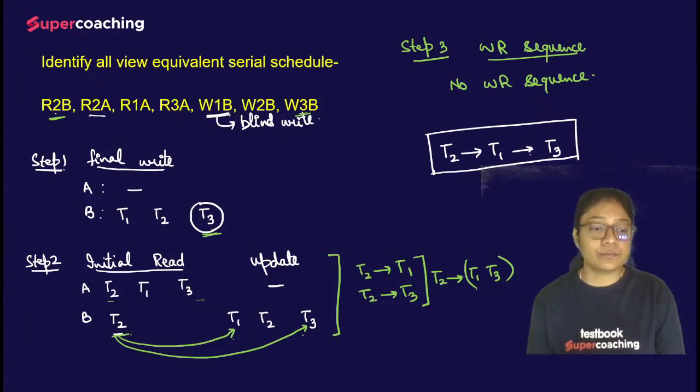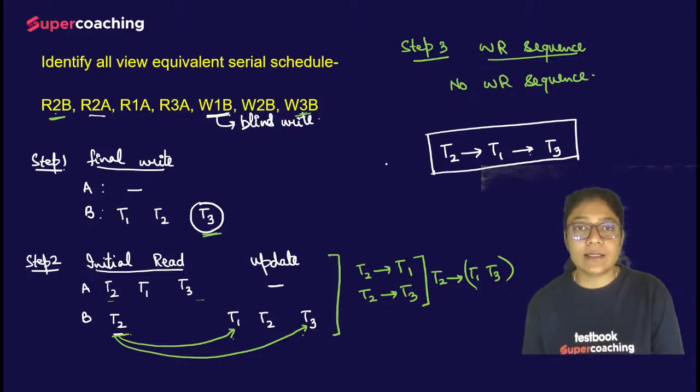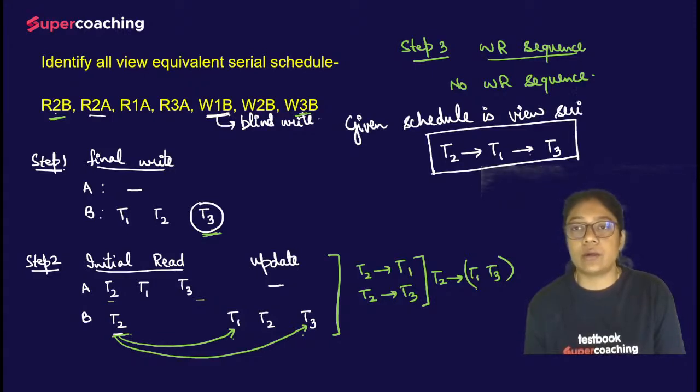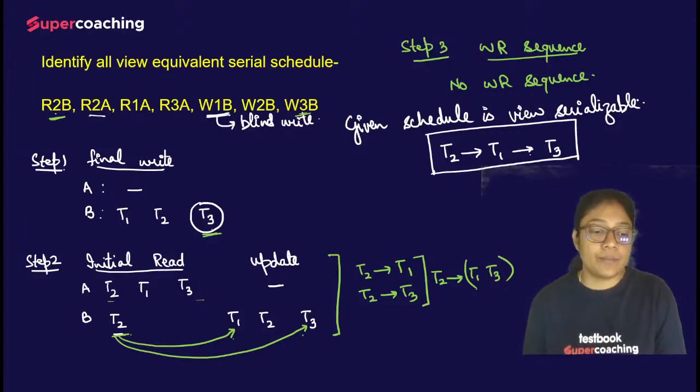Is this clear? Can you tell me whether the given schedule is conflict serializable? It's view serializable. We have checked that. So the given schedule is view serializable and the serial order we have written. If it's view serializable, surely the given schedule is serializable.